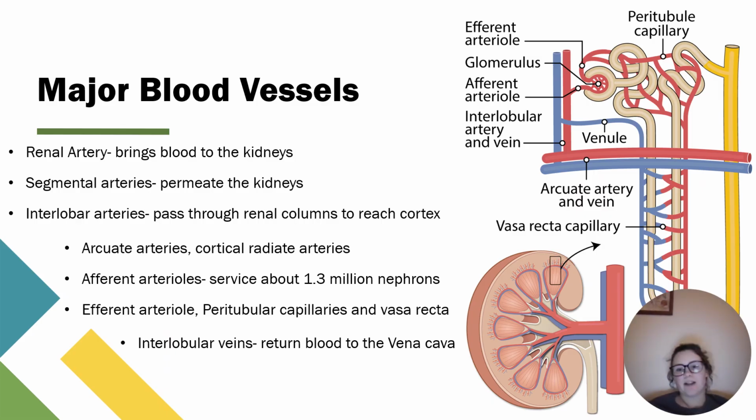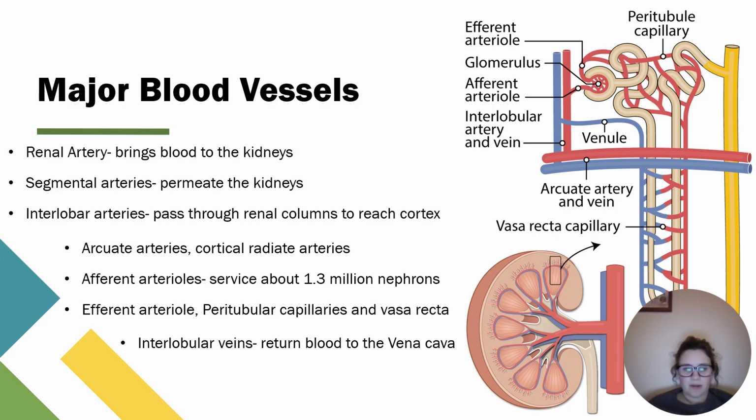So the major blood vessels within the kidney are your renal artery, which brings blood to the kidneys. It then branches off to your segmental arteries, and those permeate the kidneys. Then you have your interlobar arteries, and they pass through the renal columns to reach the cortex. And those then break off to your arcuate arteries and your cortical radiate arteries.